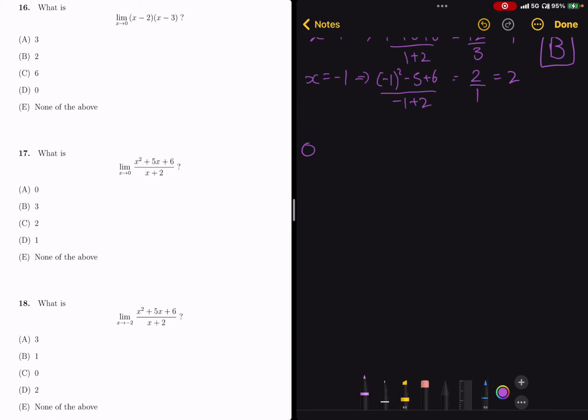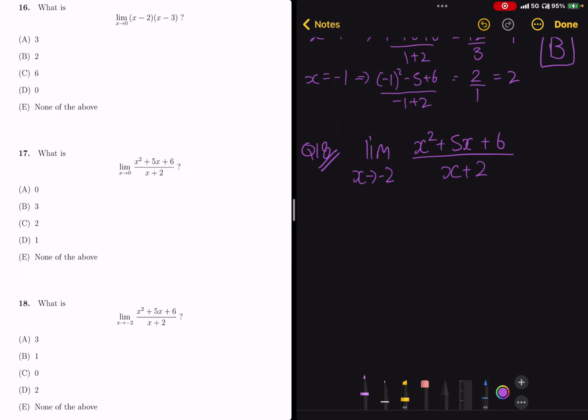Now the last one here, question 18, we have what is this limit? Limit as x approaches minus 2 of (x squared + 5x + 6) over x + 2. Now, in this one, we have to be careful because as x approaches minus 2, the denominator becomes minus 2 + 2. And that's a problem. So if you put in minus 2, the denominator heads to 0.